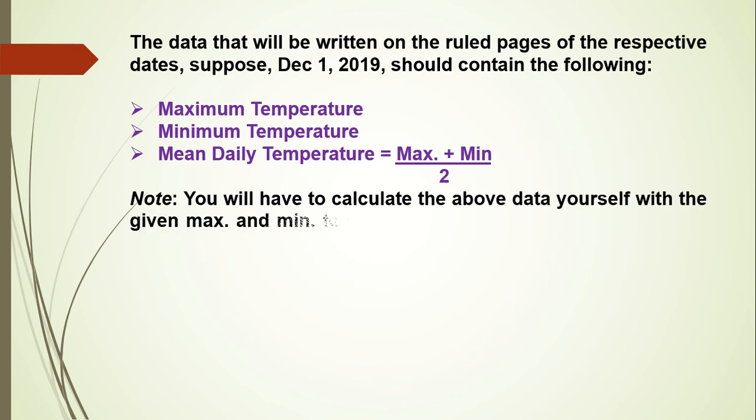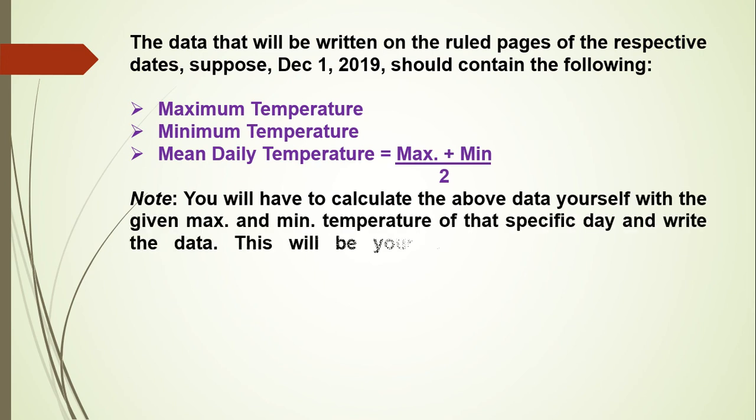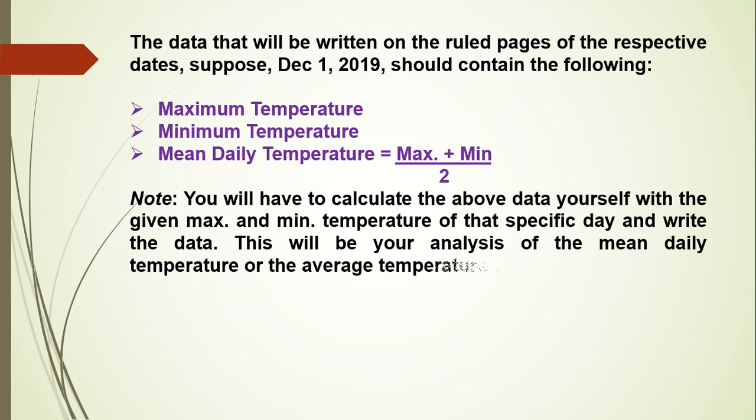You'll have to calculate the above data yourself with the given maximum and minimum temperature of that specific day, and you will have to write the data. This will be your analysis of the mean daily temperature, or the average temperature of that day. Next, the last thing you need to mention is the rainfall. So you'll be mentioning four things: maximum temperature, minimum temperature, mean daily temperature, and rainfall. The max, the min and the rainfall will be provided in the paper cutting, whereas the mean daily temperature you'll have to analyze for yourself.